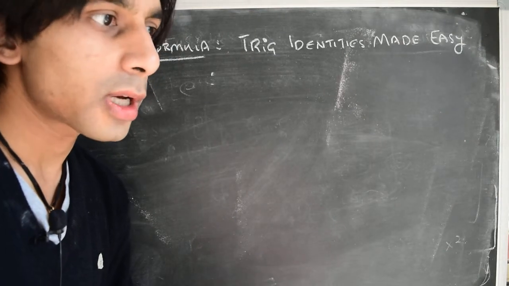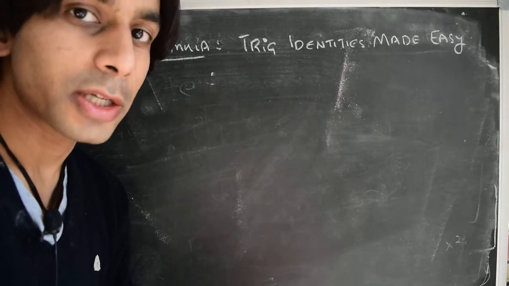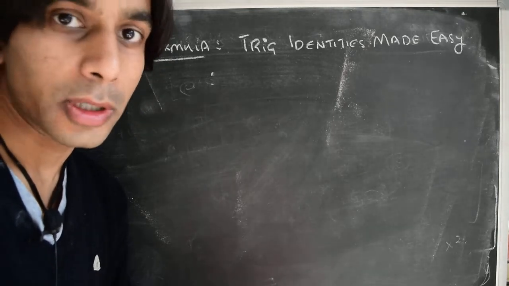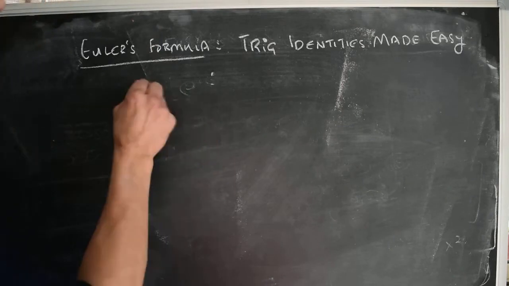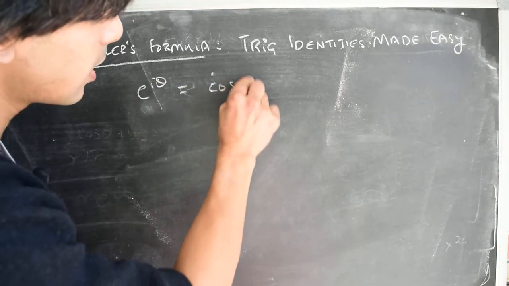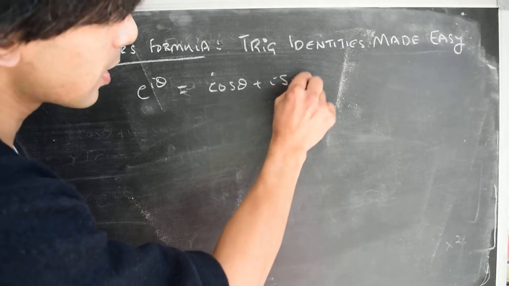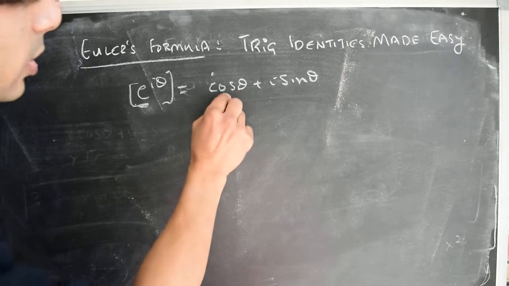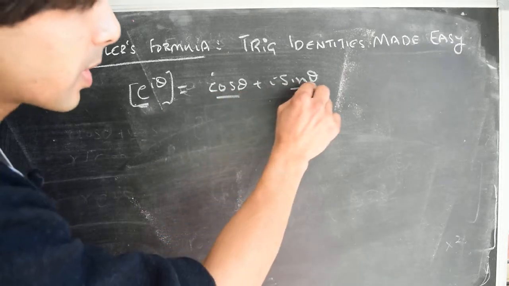So in the previous videos, we talked about the complex exponential, and then we used that to come up with Euler's identity, or Euler's formula, which is e to the power of i theta is cosine theta plus i sine theta. So the real part of the complex exponential e to the power i theta is actually cosine theta, and its imaginary part is sine theta.